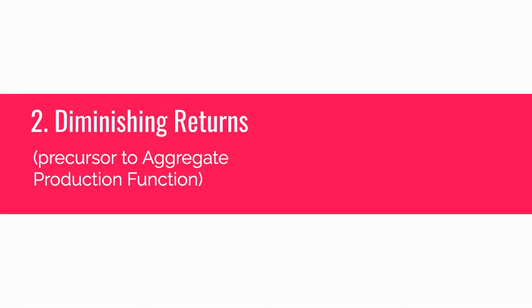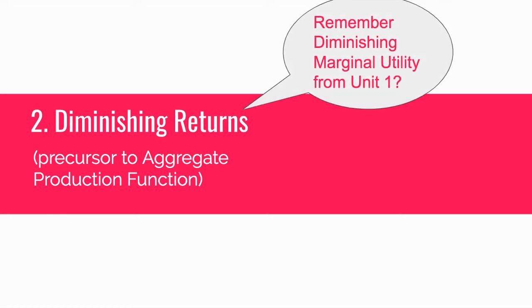Let's move on to topic 2, diminishing returns. We need to understand diminishing returns in order to understand the aggregate production function. Diminishing marginal returns should sound familiar to you because I basically taught you this in Unit 1.